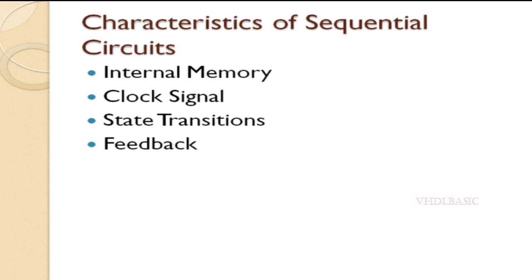State transition. The internal state of the sequential circuit changes in response to the clock edges, transitioning from one state to another. These state transitions are controlled by the current input and the current state. Feedback. The output of the sequential circuit may be fed back to its input, allowing it to utilize its own last output as a part of the current input computation. This feedback enables the memory and deterministic behavior in the circuit.